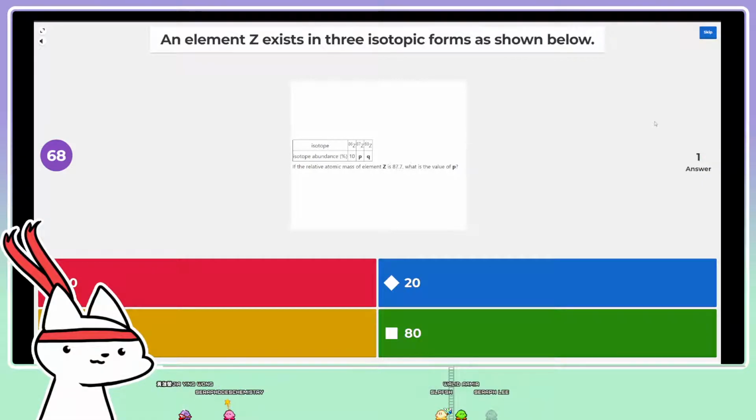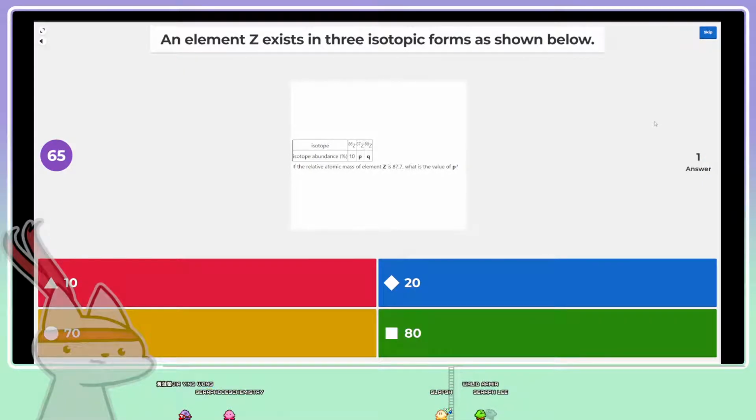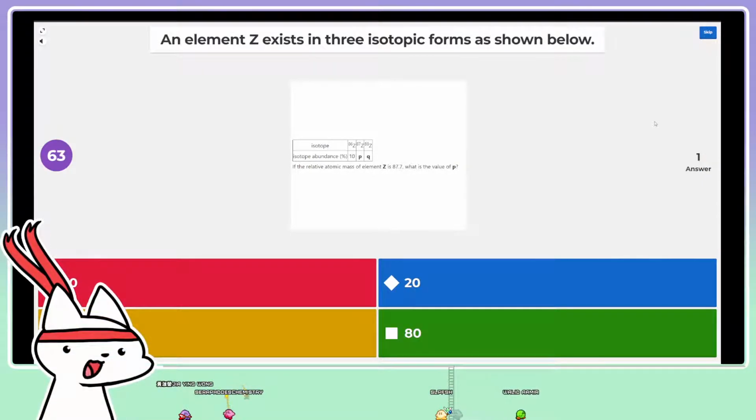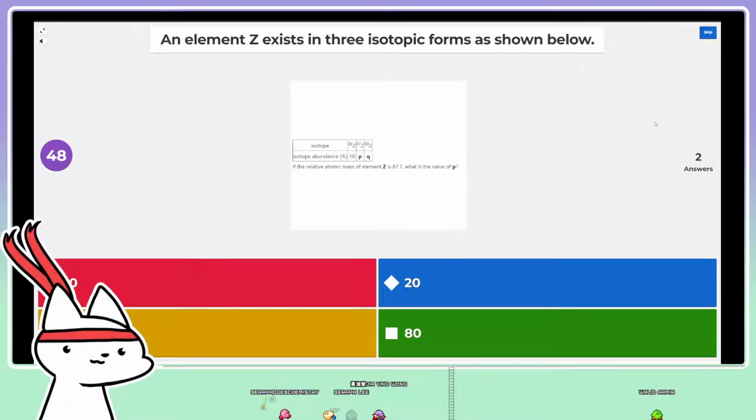The calculation of this is exactly the same as what we mentioned at the beginning of the stream. The only difference is there's P and Q, which means 10 plus P plus Q equals 100%. So that's something that you have to take note of.